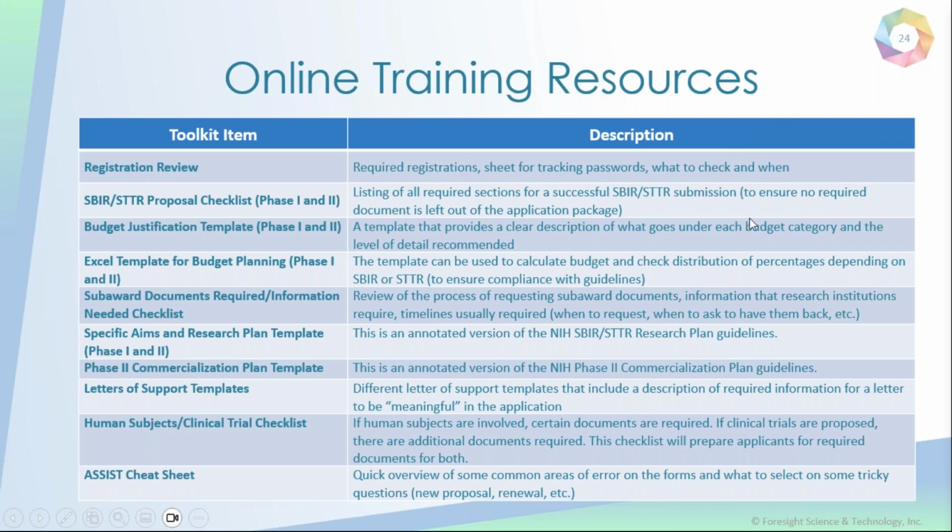Online training resources. This is pretty much like a hand-holding tool, which literally will tell you how to fill various forms and documents which constitute the Phase 1 and Phase 2 SBIR STTR grant application. We will talk about registrations. We will talk about all required sections of successful SBIR STTR submission. We will talk about, again, budget templates, literally like line by line, how to fill these forms. We will talk about sub-award documents.